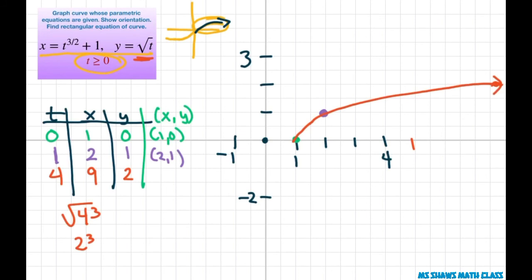Now the orientation of the curve is we're starting with 0 and we're going to infinity. So it's 0 to infinity. And that means our motion is to the right, like that.